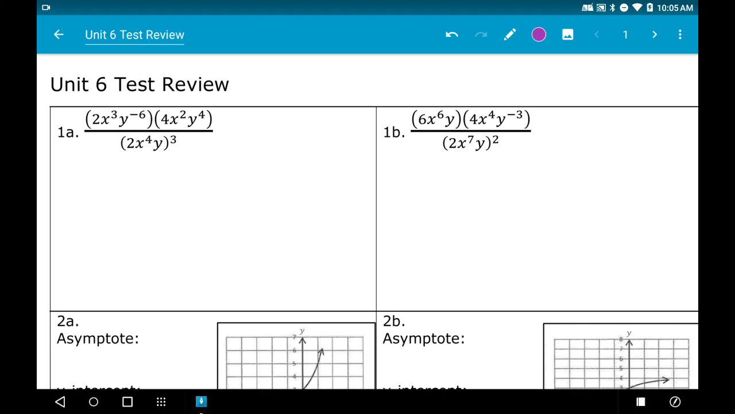This is going to be the videos for the Unit 6 review. We're going to start with exponent rules. So we're going to have this problem here, and we're going to deal with the top on this problem first to make it look nicer.